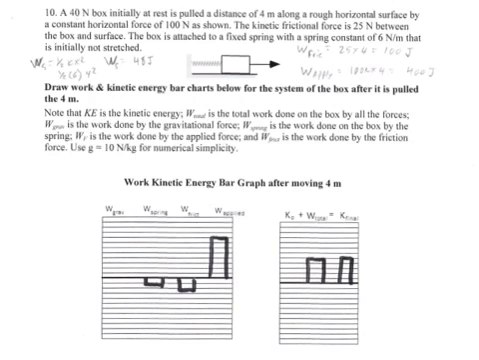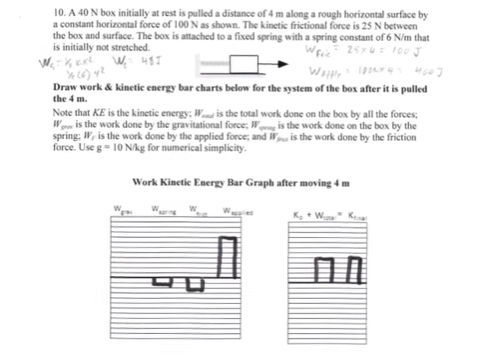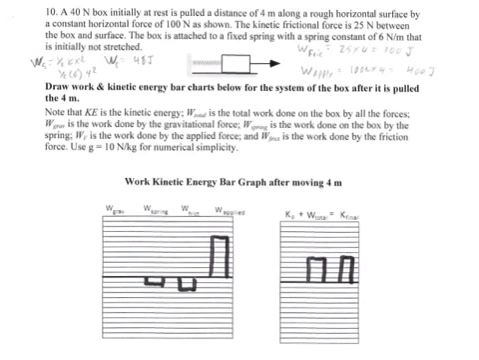The 40 Newton box is pulled a distance of 4 meters on a rough surface with a constant force of 100 newtons. We have kinetic friction of 25 newtons. Here's our spring constant. So we want to do a bar chart when the box is pulled 4 meters.